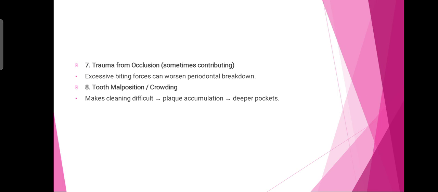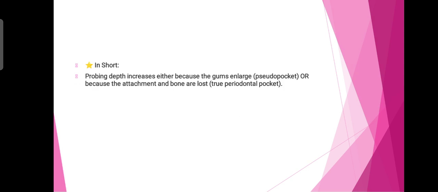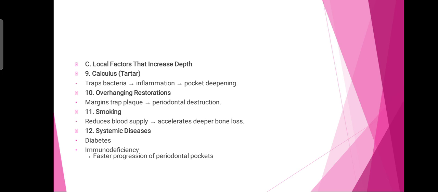There can be trauma from occlusion, excessive biting force, and due to tooth malposition or crowding, cleaning becomes difficult, plaque accumulates, and pockets are formed. Now, what are the local factors that increase depth? Calculus, overhanging restorations, smoking, systemic diseases. Calculus traps bacteria, inflammation occurs, and pockets deepen. If the restorations are not properly finished, the margins trap plaque and periodontal tissue is destroyed.